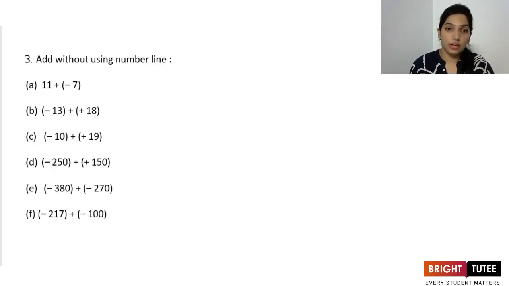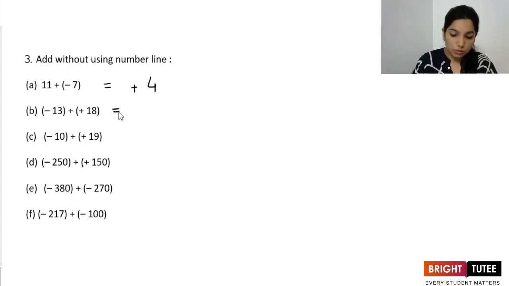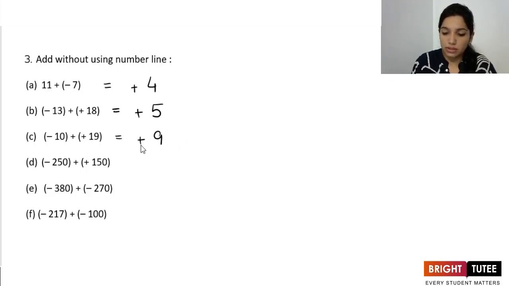Again, without using the number line, let's add these numbers. So 11 take away 7. The answer is 4 and the sign is a plus because 11 is the bigger number irrespective of the sign. The next one is minus 13 plus 18. Both are integers with different signs. So here the difference is 5. The bigger number is 18. Next one, minus 10 and 19. The difference is 9 and the bigger number is 19.